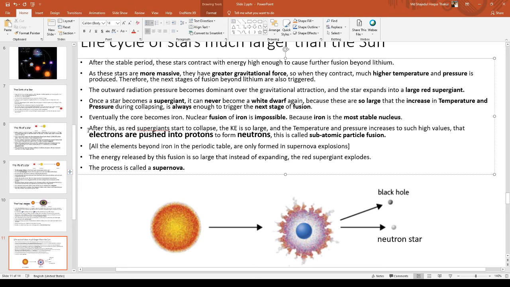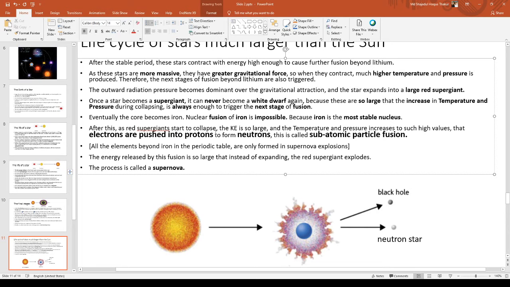It never comes near the nucleus, right? But now the temperature and pressure is so large that the electrons are pushed into protons to form neutrons, and this is called subatomic particle fusion. This is called subatomic particle fusion because so far we had been studying nuclear fusion, because it was two nuclei fused together to form a new nucleus.